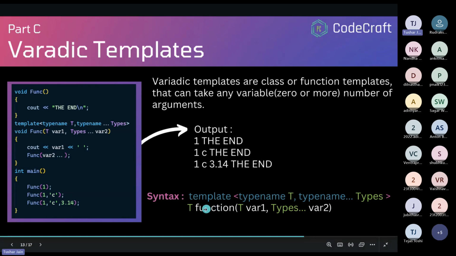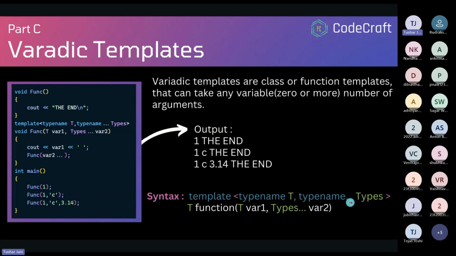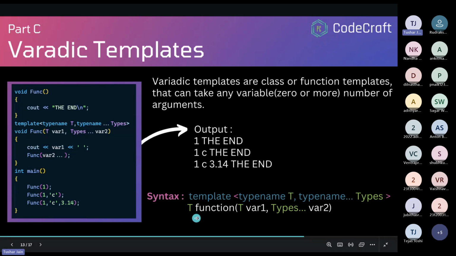So this is the basic syntax of it. Template, typename T, typename triple dot Types. Now these triple dots are important. You cannot specify 2 dots or 4 dots. Like 3 dots are important here. This is a part of the syntax. T function, T var1, and Types triple dot var2.